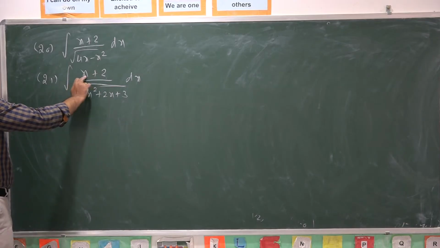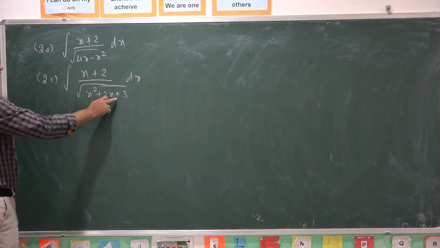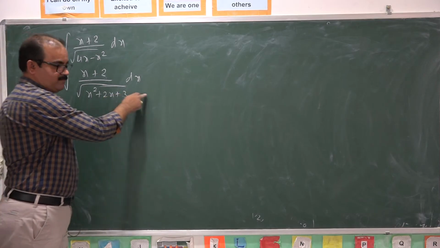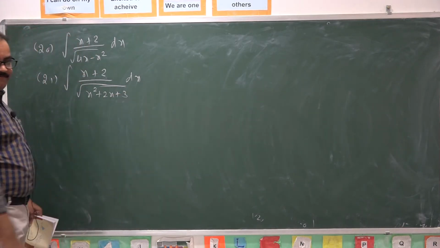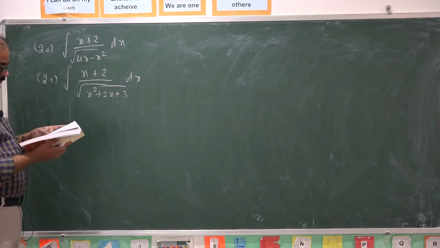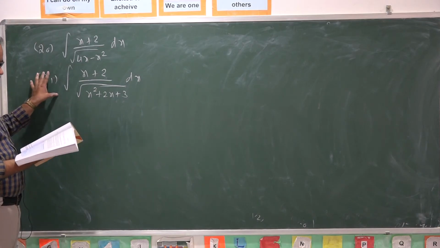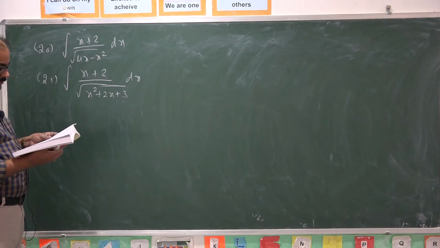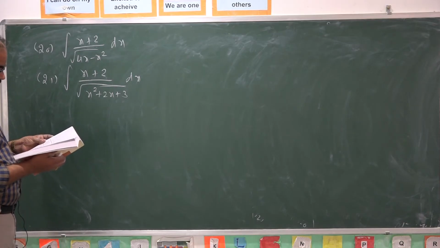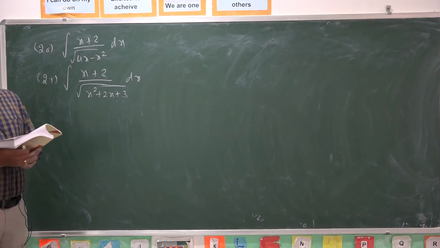Here also you take linear form is equal to a into d by dx of this quadratic form plus b, and on comparing find a and b values. So try to do these two problems as homework. These two problems are same as the 19th problem. Next you write the 22nd problem.